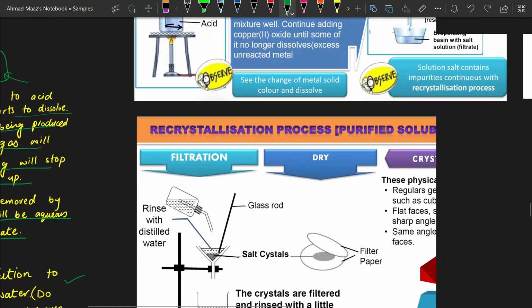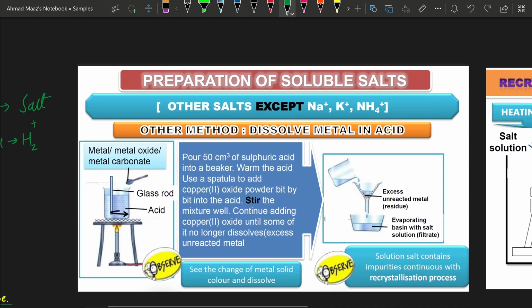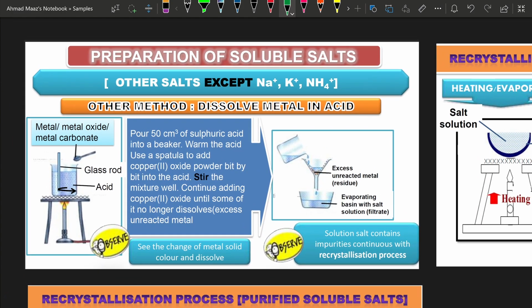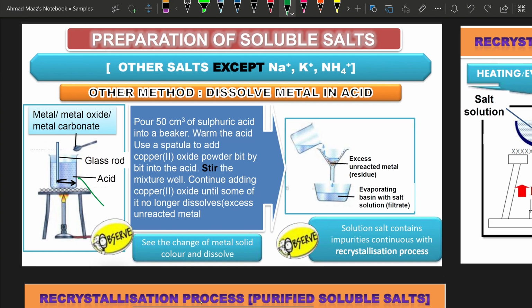The same I want to repeat with another example, and here you'll be able to see some visuals as well. Alright, so this is an acid in this beaker, and you're adding metal or metal oxide or metal carbonate in it. They all have the same process. Whether you want to react a metal, metal oxide, or metal carbonate with an acid, you'll add an excess of these in the acid, and a solution will be formed.